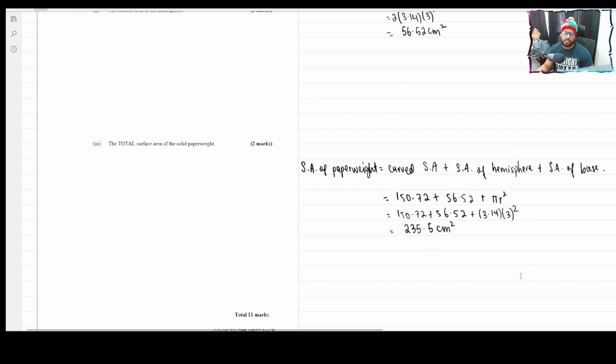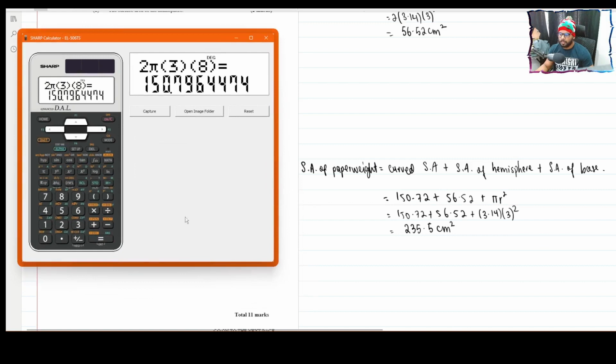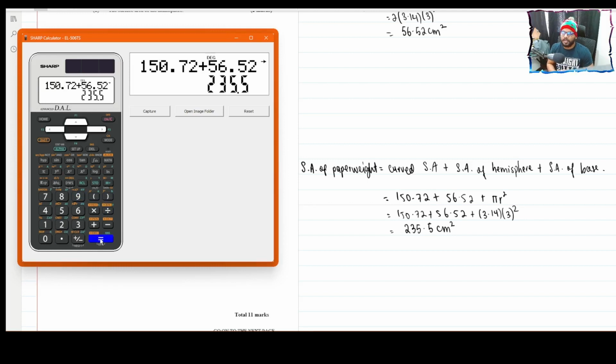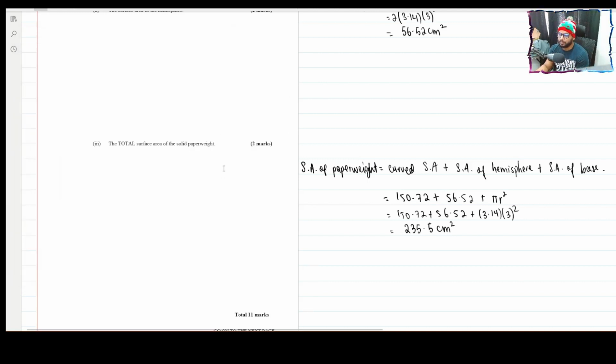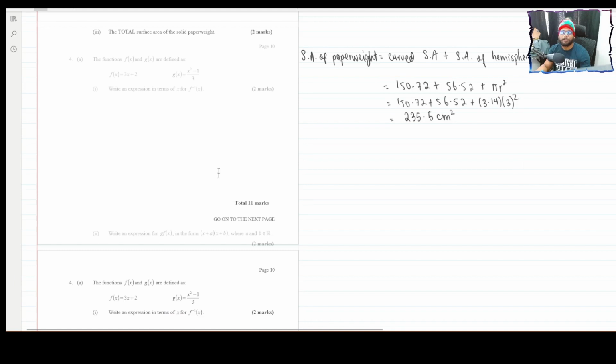If you want to approximate it, you could. But make sure when you're approximating, you put in brackets how many decimal places. So let's go here. 150.72 plus 56.52 plus 3.14 into 9, and I get exactly 235.5, so I don't have to put any approximations. Right, and that's it for number 3.